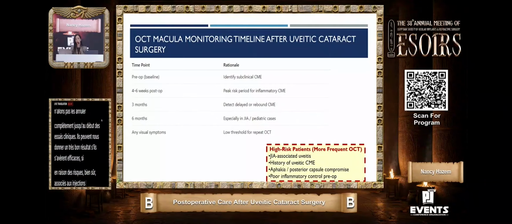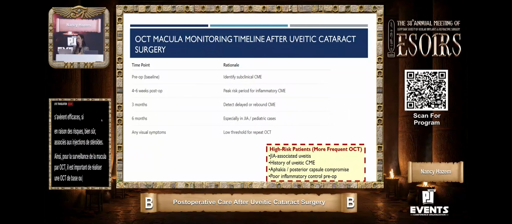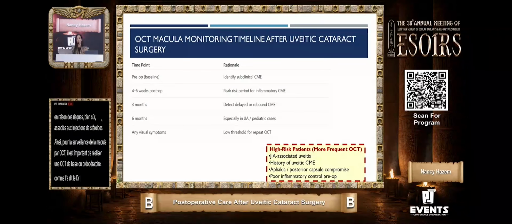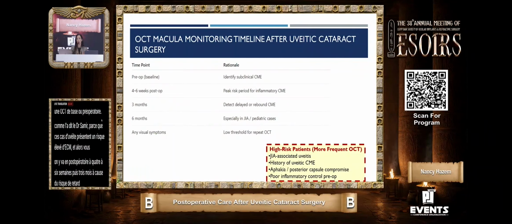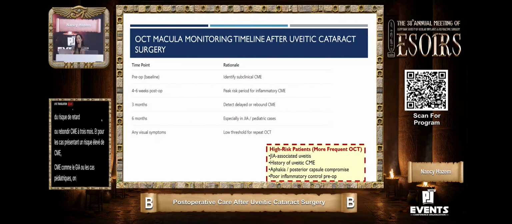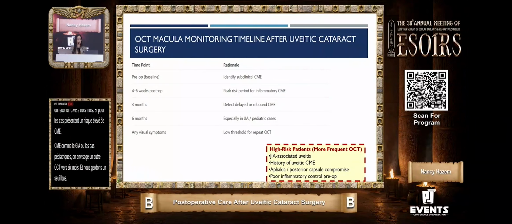So for OCT macula monitoring, it's important to do a baseline or preoperative OCT, as Dr. Samir said, because these cases of uveitis are at high risk of CME, and then you go for one post-operatively at 4 to 6 weeks, and then at 3 months because of the risk of delayed or rebound CME. And for cases that have high risk of CME like JIA or the pediatric cases, we consider another OCT at about 6 months. And we keep a low threshold if we have visual symptoms or a visual acuity that is not explained by the clinical picture.